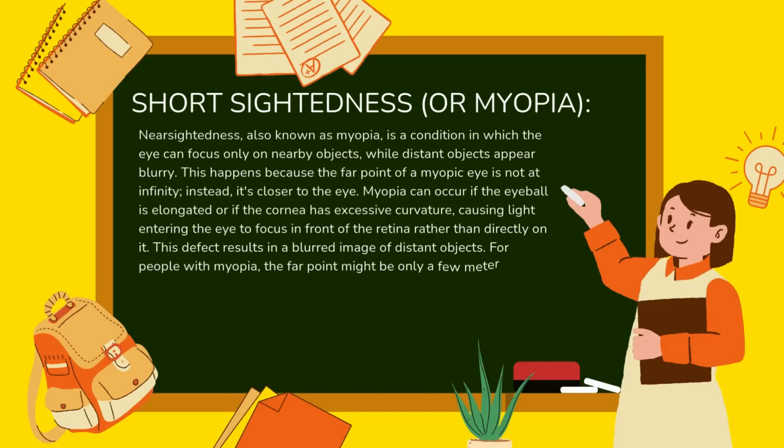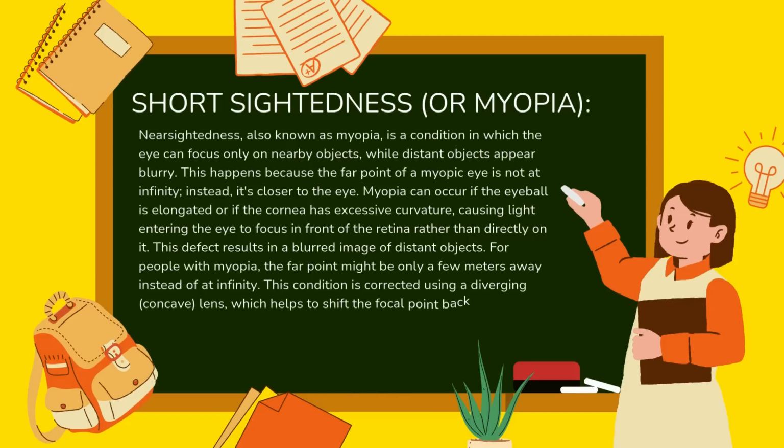This defect results in a blurred image of distant objects. For people with myopia, the far point might be only a few meters away instead of at infinity. This condition is corrected using a diverging, concave lens, which helps to shift the focal point back onto the retina, allowing for clearer vision of distant objects.